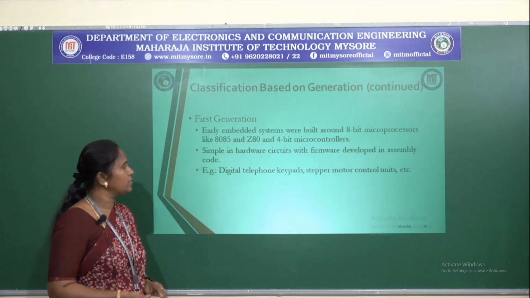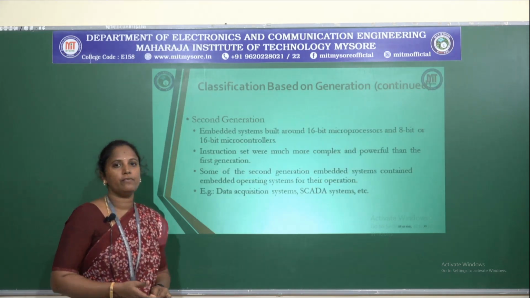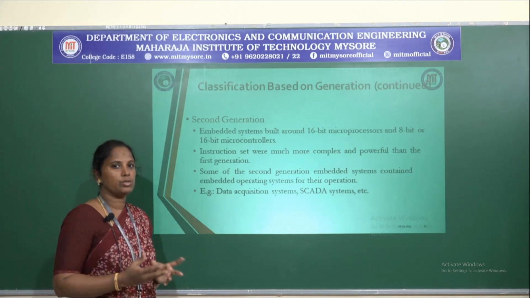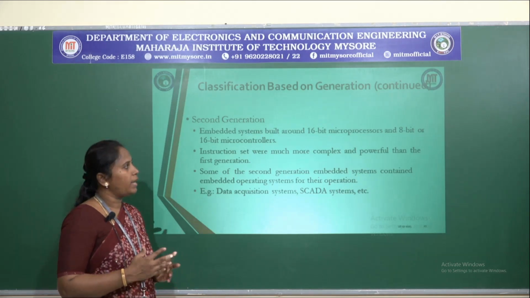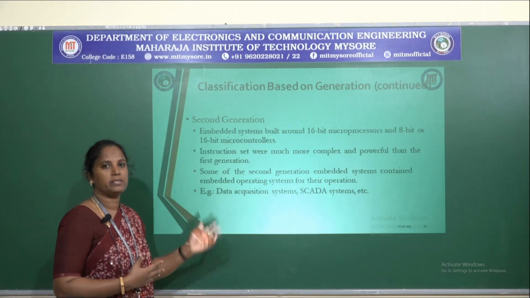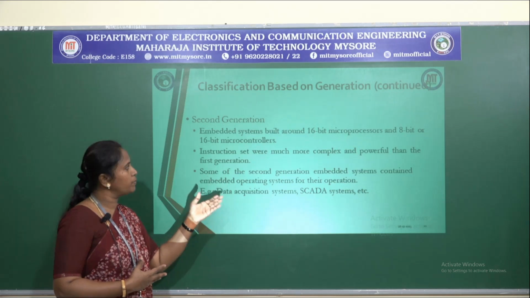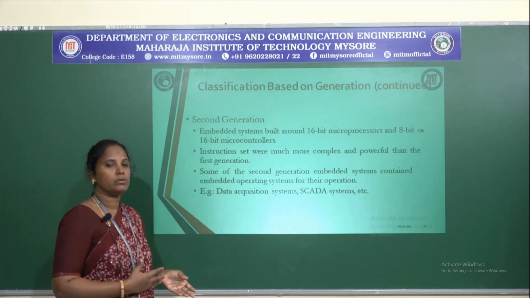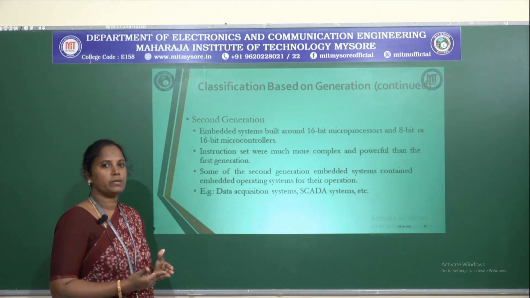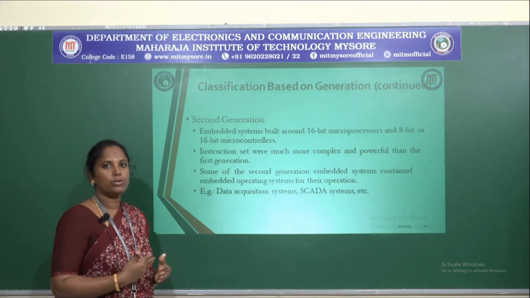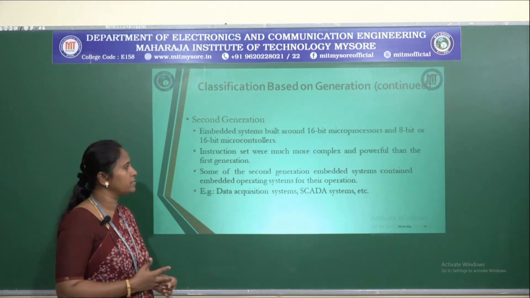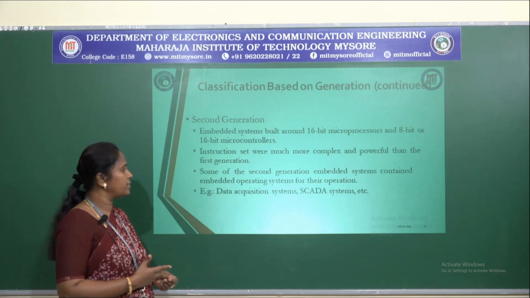So next, coming to the second generation, we have more advanced microprocessors and microcontrollers, where the bit handling capability of both of them has been increased. That is, with a 16-bit microprocessor and an 8-bit, or it could also be a 16-bit microcontroller, and the complexity of the instructions also increased a bit higher, where we have a more complex instruction set compared to the first generation.